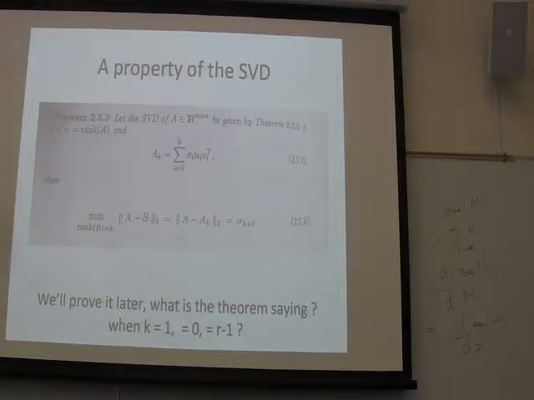Now I haven't covered the proof, but is the statement of the theorem clear? If this was true, then what I said would be the consequence of it. Sigma K plus 1 is just the K plus 1 singular value of A. Yes.